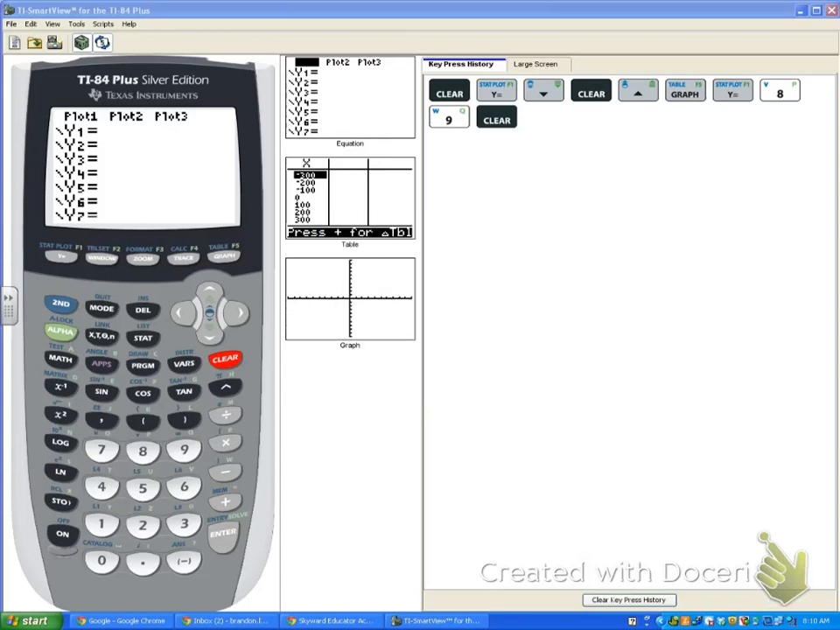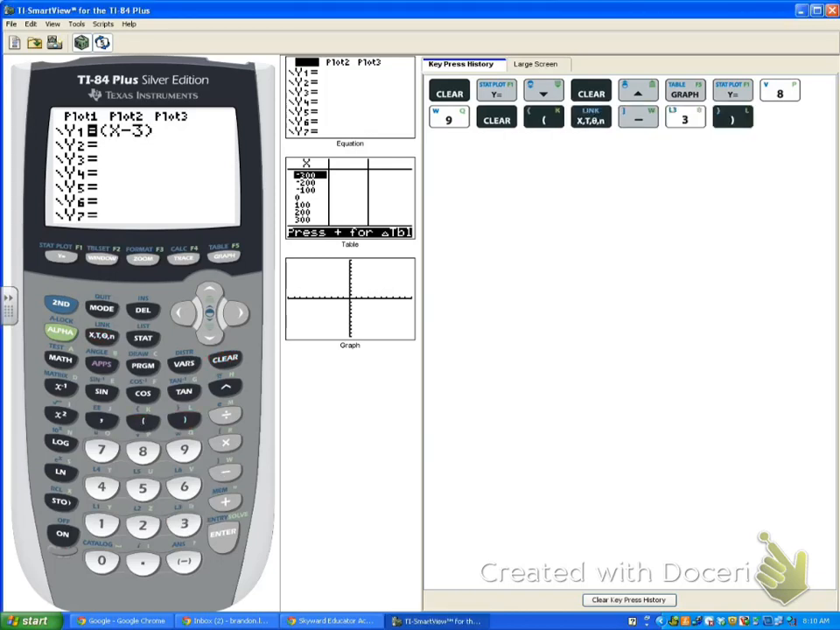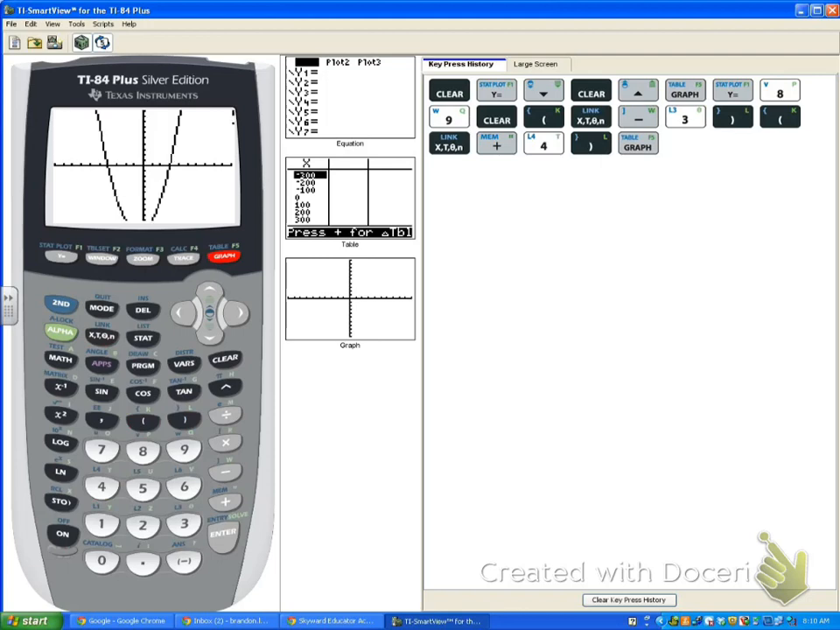So we have our calculator right here. Let's go ahead and put in x minus 3 and x plus 4. Let's go ahead and graph it. Great. Well, we can see that our zeros are going to be about 1, 2, 3, 4, -4, and +3. So our two zeros are at -4 and +3.